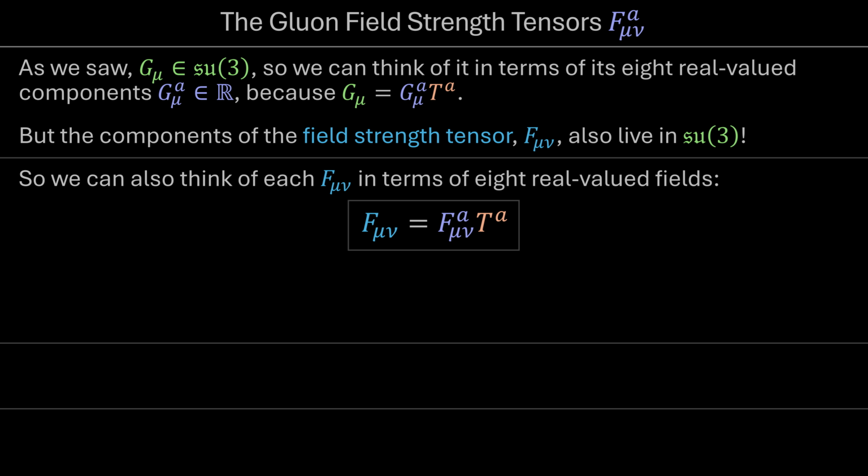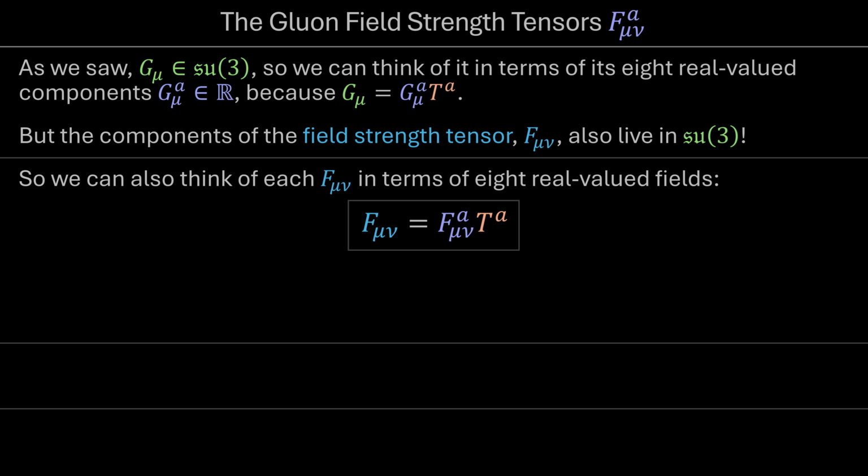Now I know when you see something like F mu nu A, it's like 2 subscripts and a superscript. Well, that looks confusing. But it actually makes sense. The mu and the nu are the space-time indices corresponding to the fact that the field strength tensor is a rank 2 tensor in spacetime, and the A is the index that runs from 1 to 8 and corresponds to the generators of SU3.